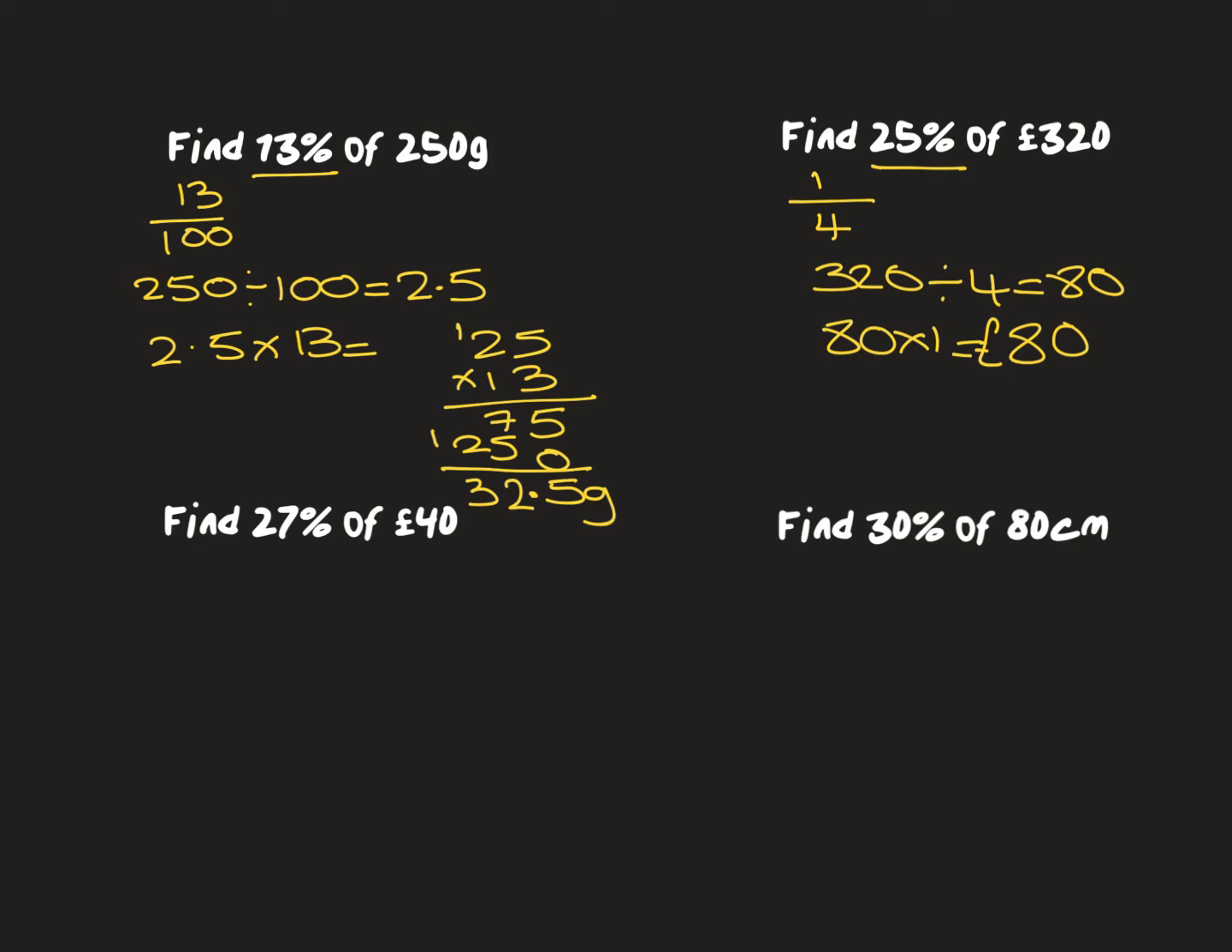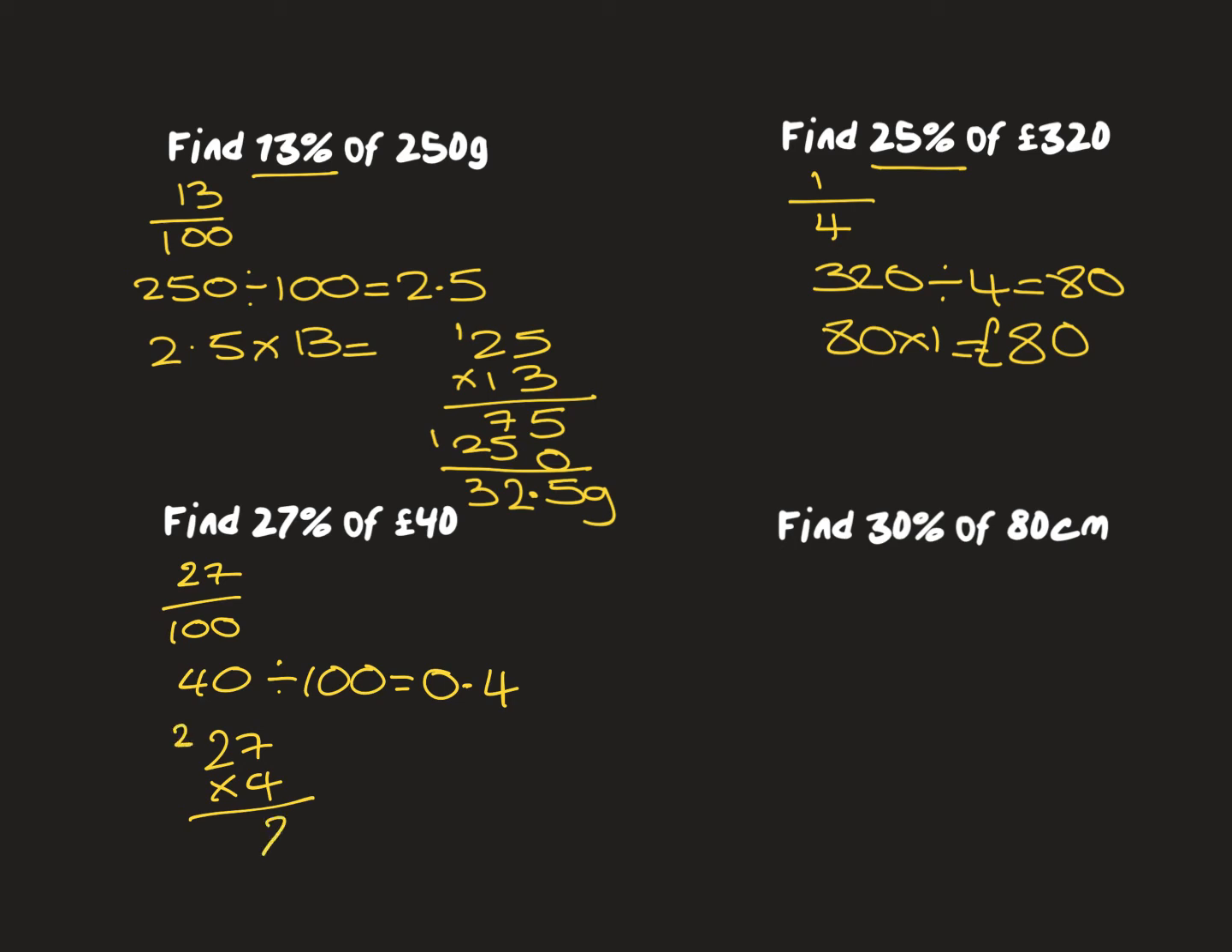Alright, so find 27% of 40. So 27%, 27 over 100. Can't really simplify that down, so I'm going to go ahead and work through that. So 40 divided by 100 would be 0.4. I'm going to times that by 27. So what I'm going to do is 27 times by 4, but I need to remember that's 0.4. So when I get my answer, I need to divide it by 10 or put the decimal point in one space from the end. So 4 times by 7 is 28.